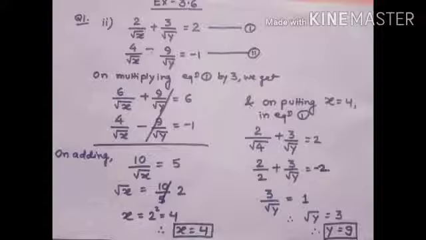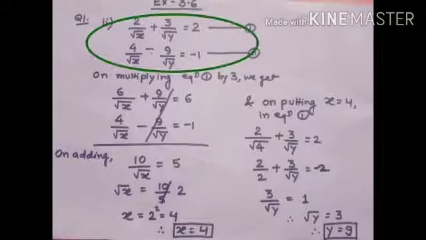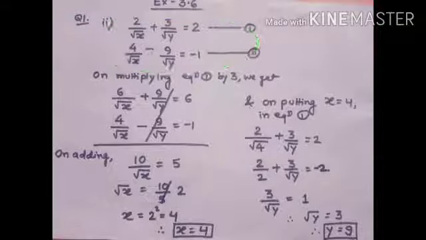So once again we have another pair of equations on the screen. As you can see, the first equation is 2/√x + 3/√y = 2, and the second equation is 4/√x - 9/√y = -1. We have to find the values of x and y which satisfy both the equations.